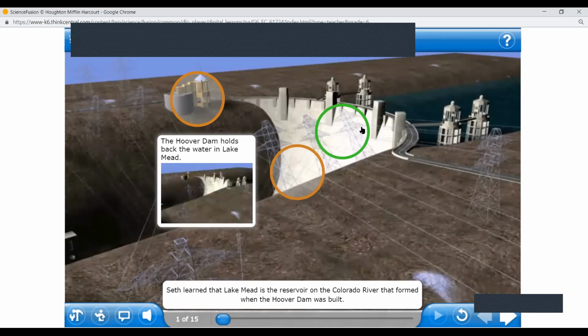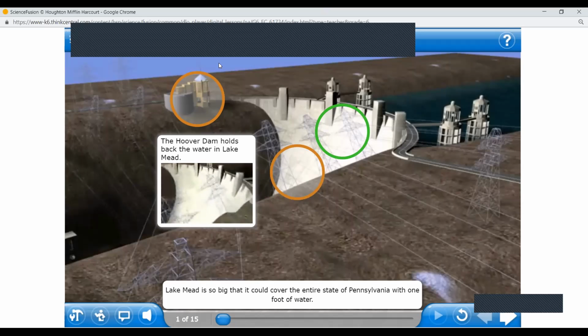Okay. Seth learned that Lake Mead is the reservoir on the Colorado River that formed when the Hoover Dam was built. Lake Mead is so big that it could cover the entire state of Pennsylvania with 1 foot of water. The dam needed 6.6 million tons of concrete to hold back the water to make Lake Mead.